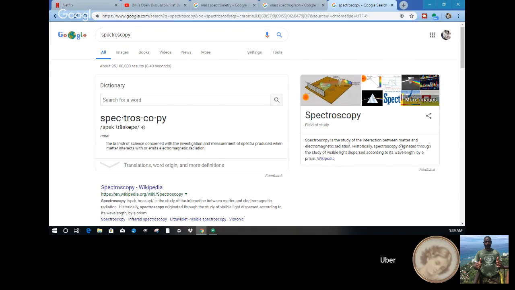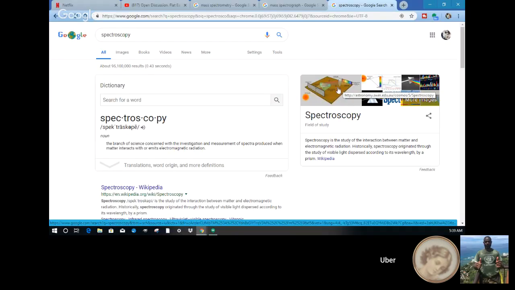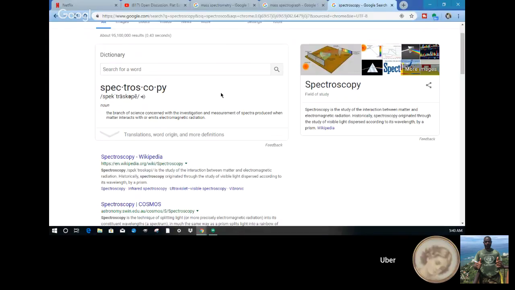Historically, spectroscopy originated through the study of visible light dispersed according to its wavelengths by a prism. So they shine light through a prism and paint a rainbow on the wall and tell you what something millions and millions and millions and millions of miles away is. It's not possible, is it? No. Next they're gonna tell us they're bouncing lasers. Oh, they do tell us that though.